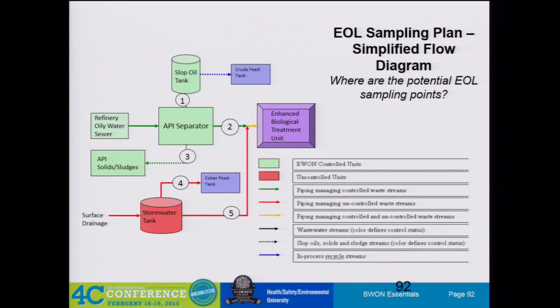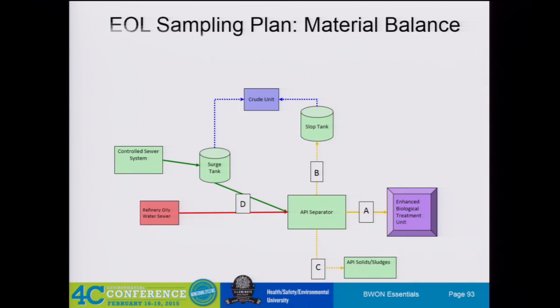Okay, let's look at it a different way. All right, a material balance. Again, we're trying to get a full picture of what your TAB would look like on a quarterly basis. So you've got A, B, C, and D.